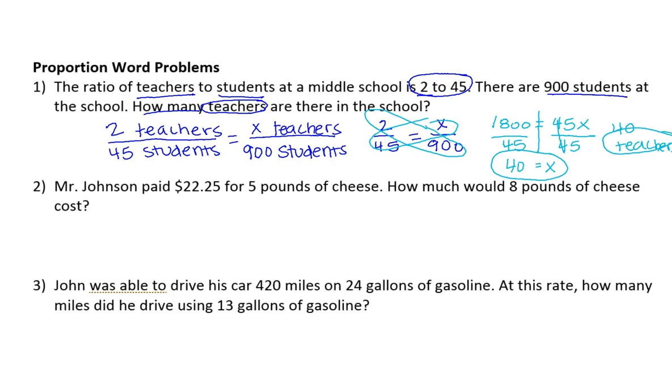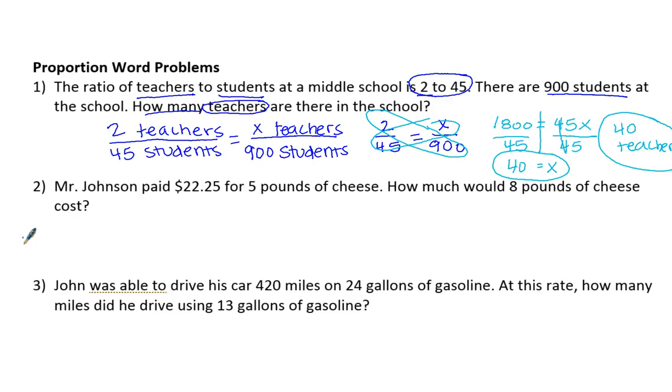Alright. We're going to move on to number 2. Mr. Johnson paid $22.25 for 5 pounds of cheese. How much would 8 pounds of cheese cost? So right away we're going to look for what do we know. We know that you can buy $22.25 worth of cheese, and that is equivalent to 5 pounds. So on top I'm putting my cost, and on the bottom I'm putting my weight, so that's pounds.